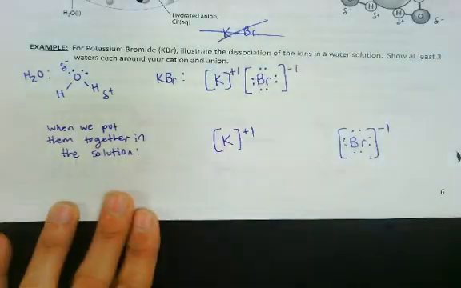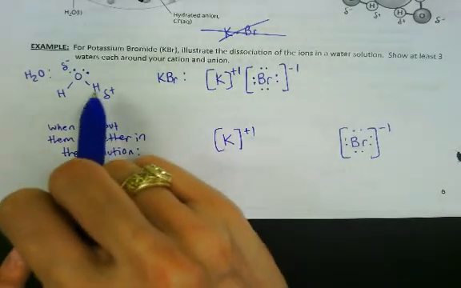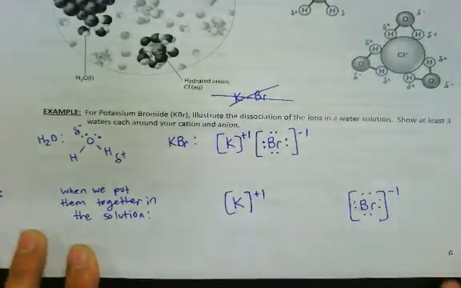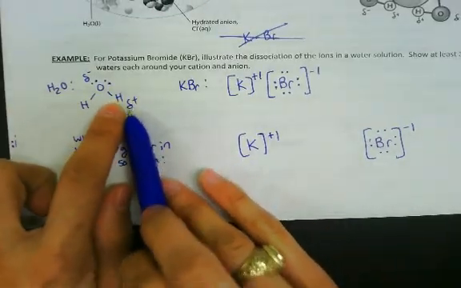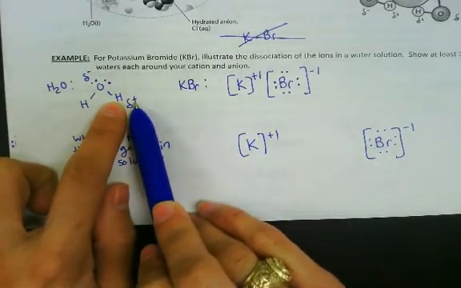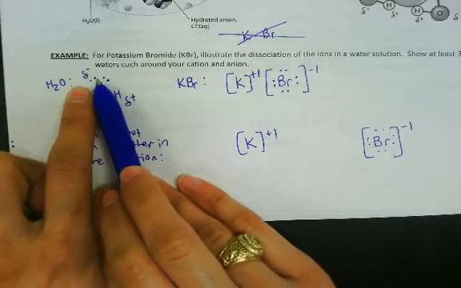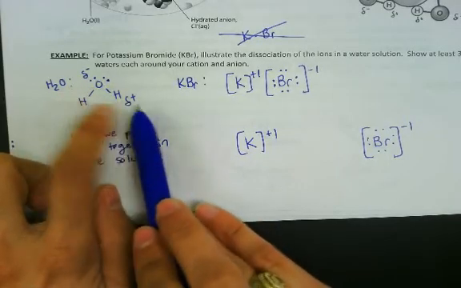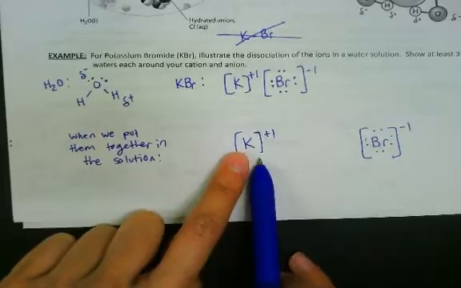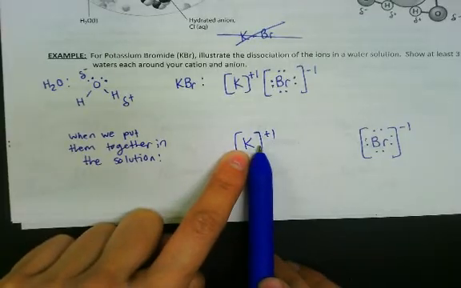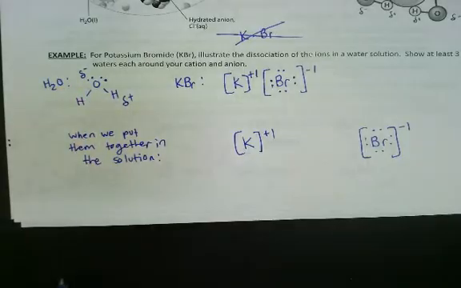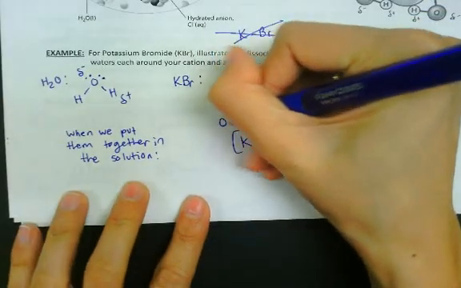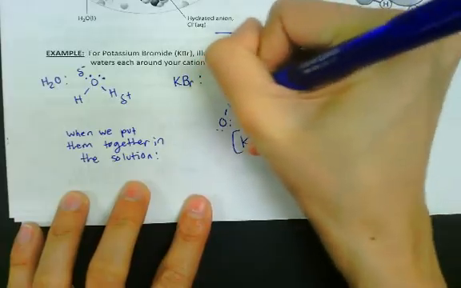And then we're going to draw the waters around them so that it matches up with this idea up here of the opposite charges attracting. So we know that this is a partial positive pole on this water, and this is a partial negative pole on this oxygen. So which one do you think I should have facing this positive potassium ion? Should I have the H's face it or the O face it? The O. Very good. Opposites attract, y'all.